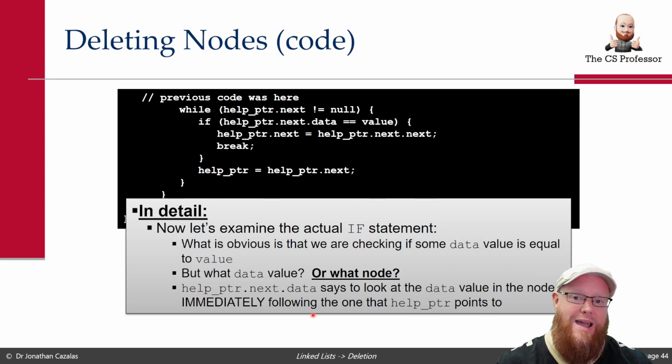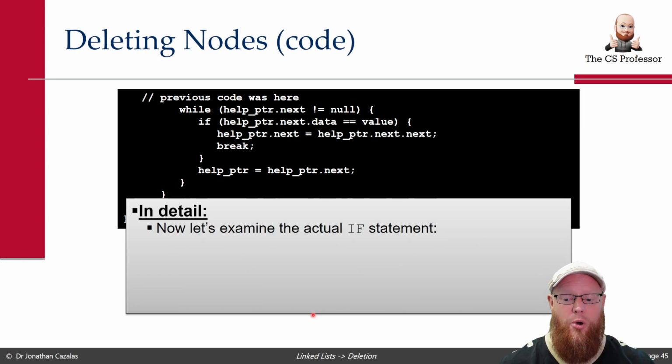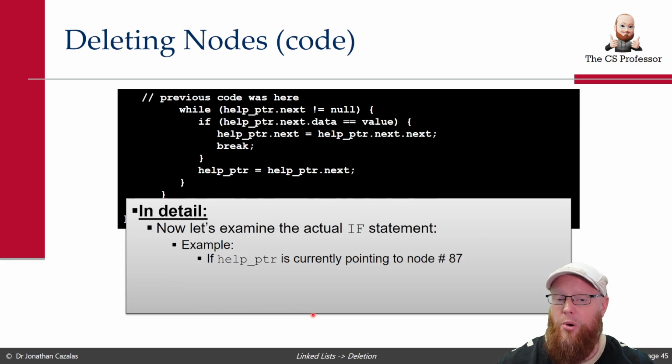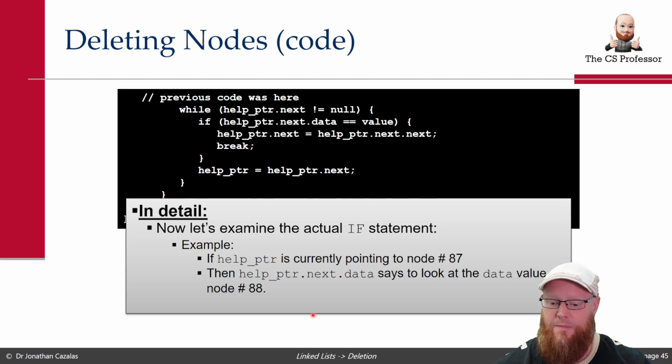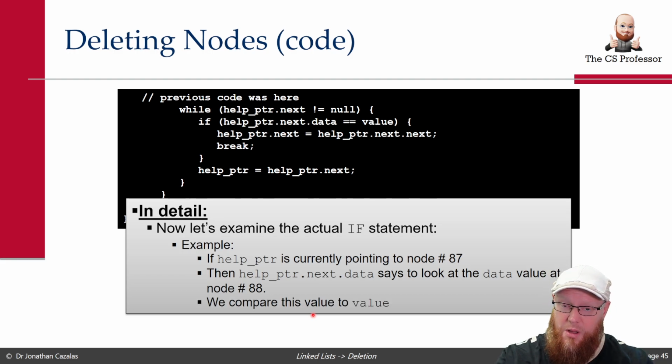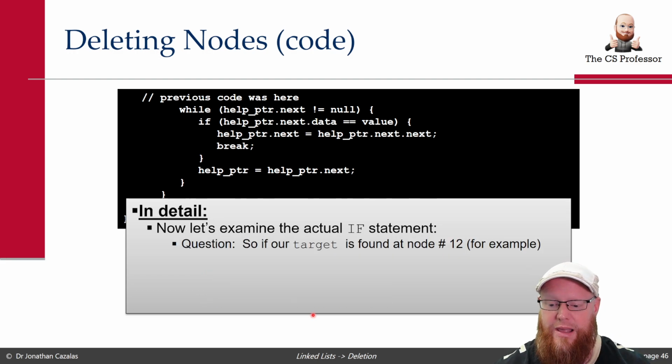Help pointer.next.data says to look at the data value in the node immediately following the one that help pointer is pointing to. So if help pointer is pointing to node 87, help pointer.next.data says look at the data value in node 88. And we're going to compare that to the value we would like to delete.